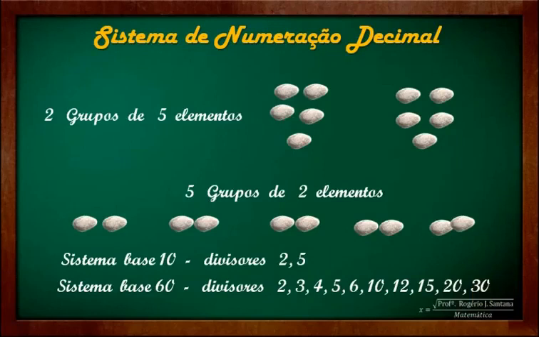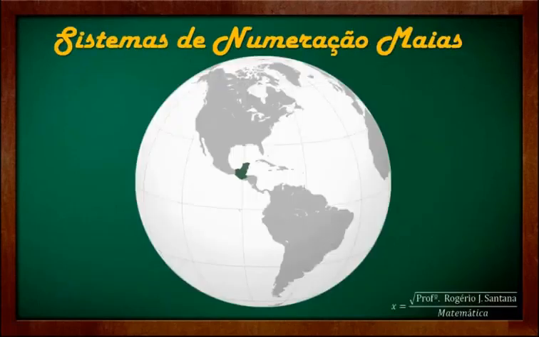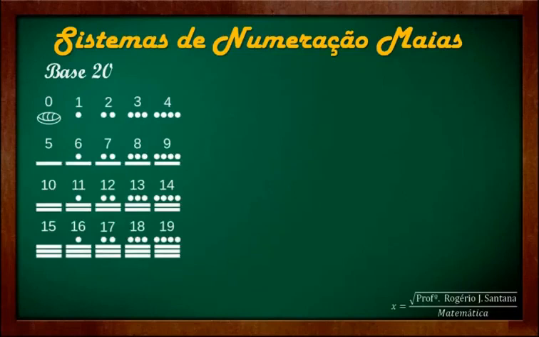Now the Maya system. The Maya are people who lived in Central America, where today is the territory of Mexico. It was a base 20 system. The 0 was represented by what some historians believe to be a shell, the number 1 by a dot, the number 2 by 2 dots, the 5 was represented by a horizontal bar, the 6 had a dot above the horizontal bar and the 10 was represented by 2 bars.